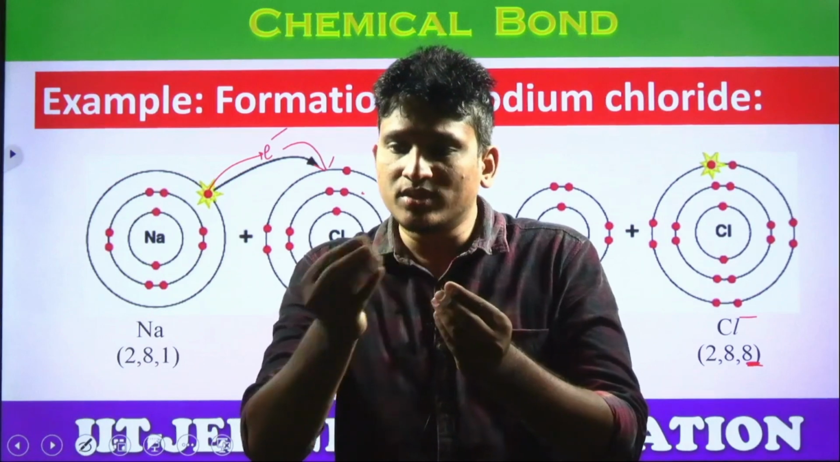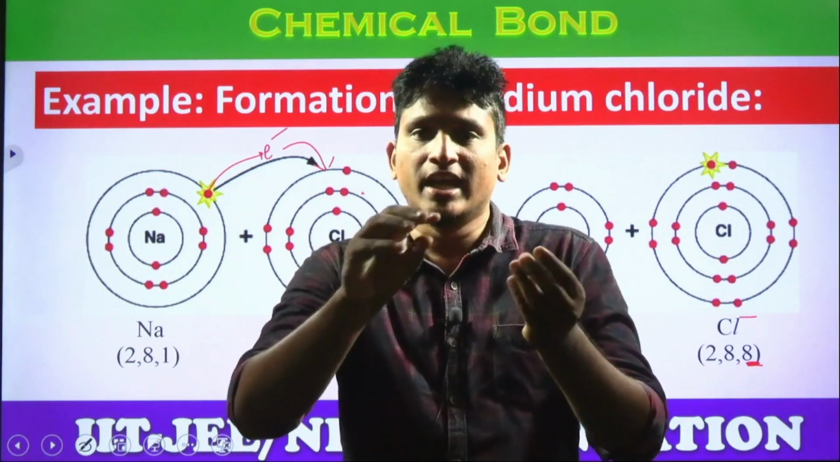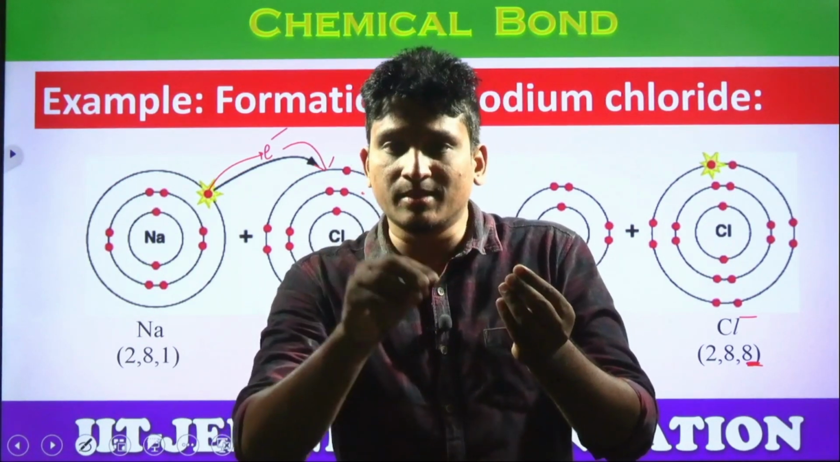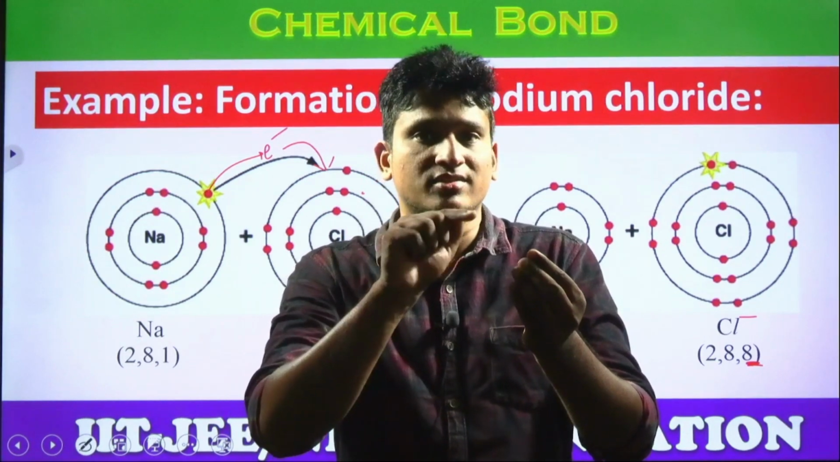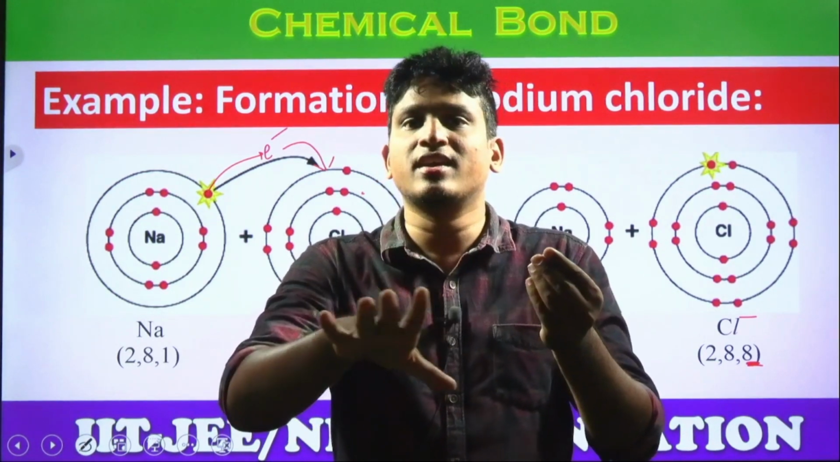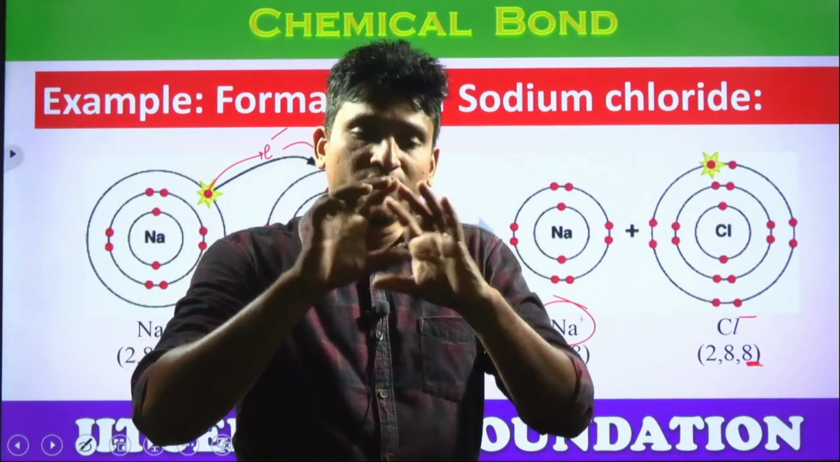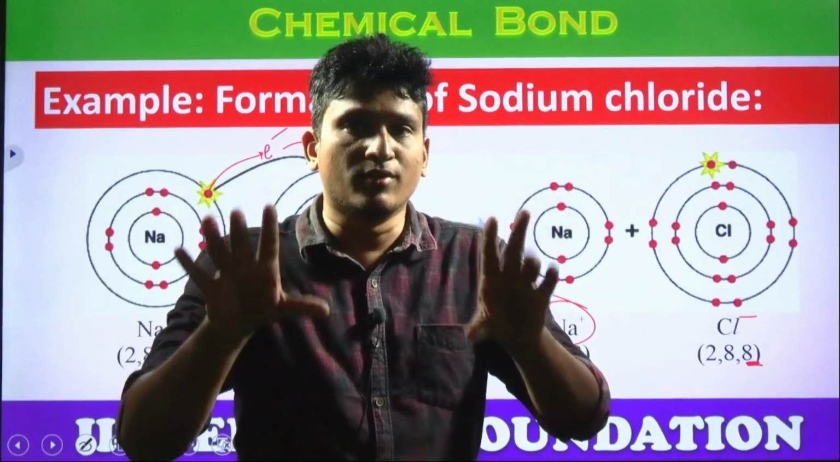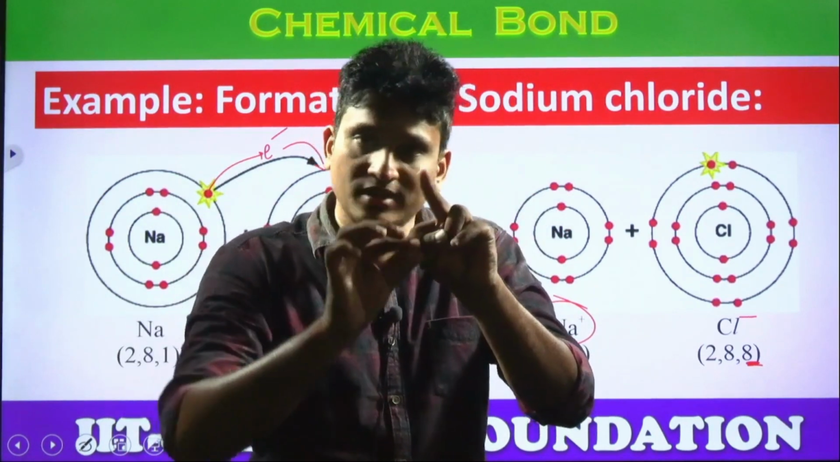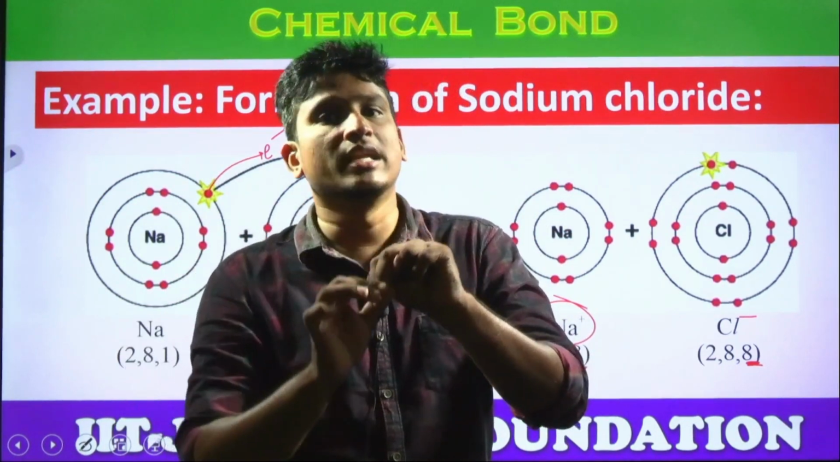So why are they losing or gaining electrons? For stability. In the process of getting stability, they are getting the charges also, yes or no? They are losing this neutrality. Now what is the next step? They want to get neutralized. So the chemical bond formation involves two processes. One is stability, the second one is neutrality also.